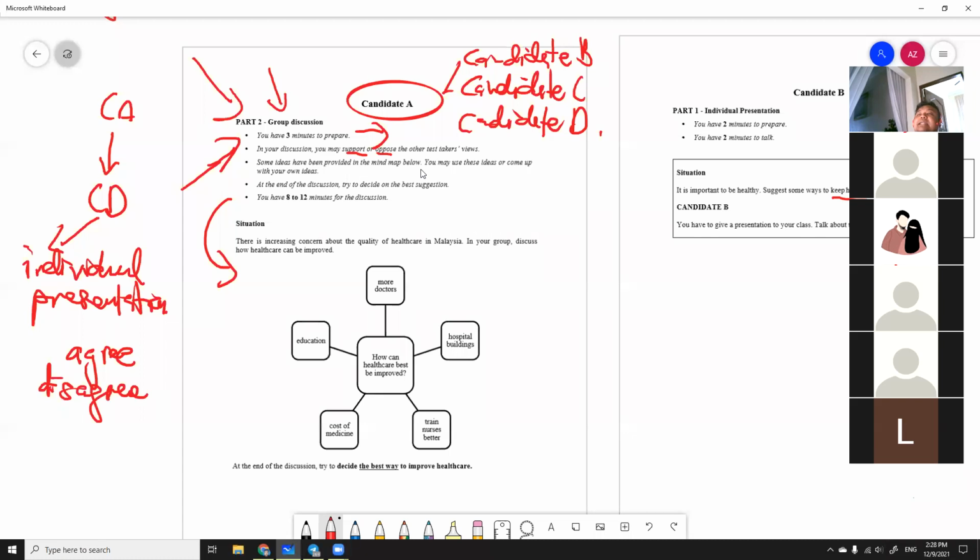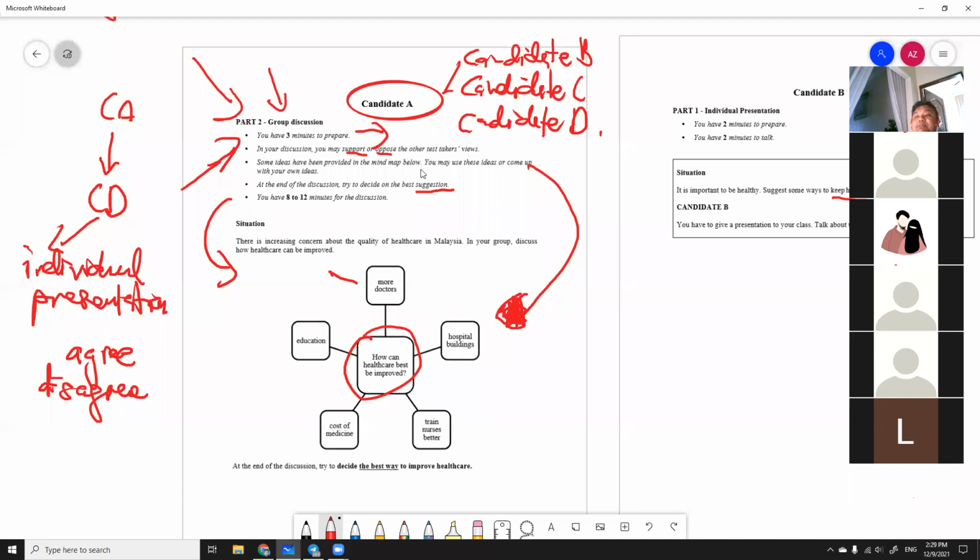Okay, so some ideas have been provided in the mind map below, but you may use those ideas or come up with your own ideas. If you are running out of ideas, you don't know what to talk about, don't worry, they have actually provided you with some points, but it's better if you can add to it with your own thoughts and opinion. Okay, we will be getting into this in detail later on. So at the end of the discussion, try to decide on the best suggestion.